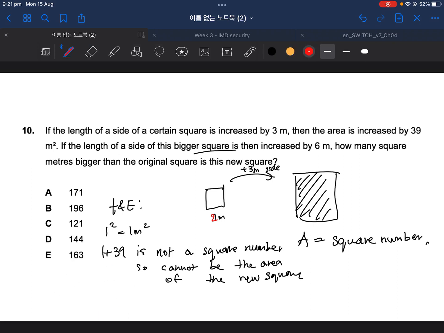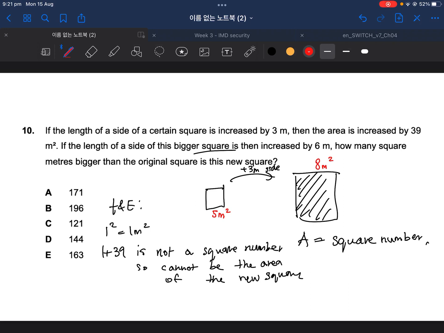Next, let's try 5. 5 squared equals 25. 25 plus 39 is 64. Oh, we found our square number. So immediately we know that 5 is our initial square length. 5 it is, 5 meters. Then the next side is 8 meters, right?